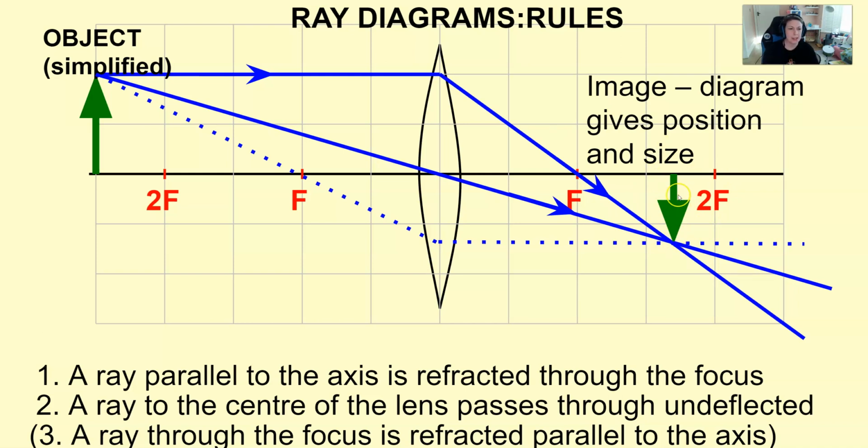As you can see, this image is actually smaller than the object. So rather than being magnified, it's called diminished. It's smaller than the object. It looks smaller. You need to know this diagram, and you need to know the 3 rules, and then we will practice drawing different types in lesson.